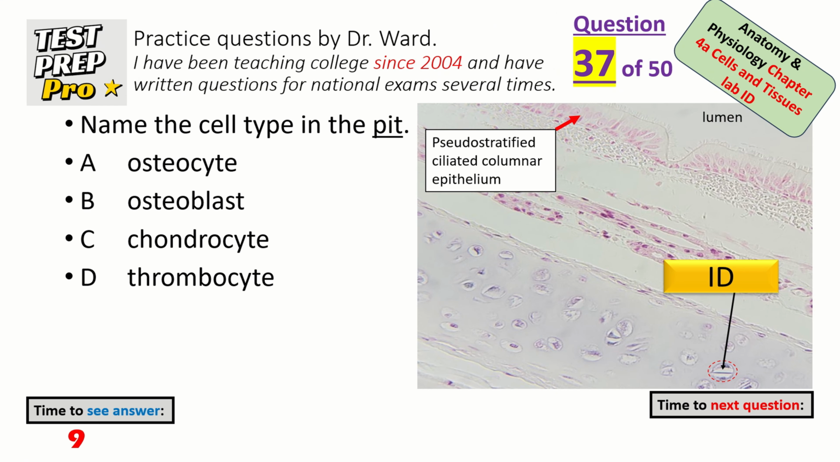Name the cell type in the pit. It's showing you an area where there's lots of matrix, and it's a pit, and there's a cell in it, in the trachea slide. It's a chondrocyte.